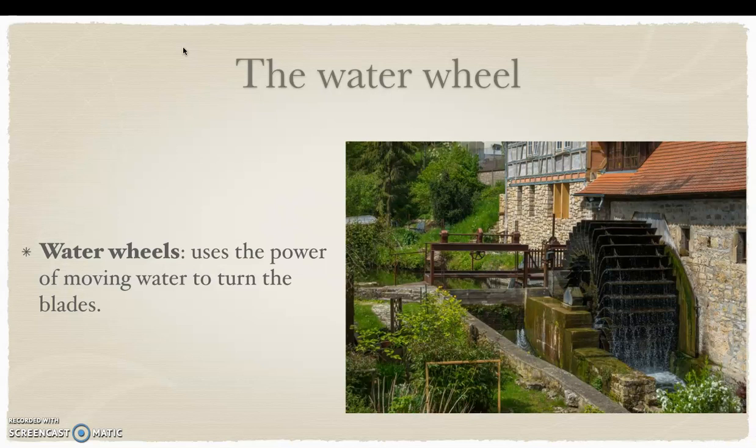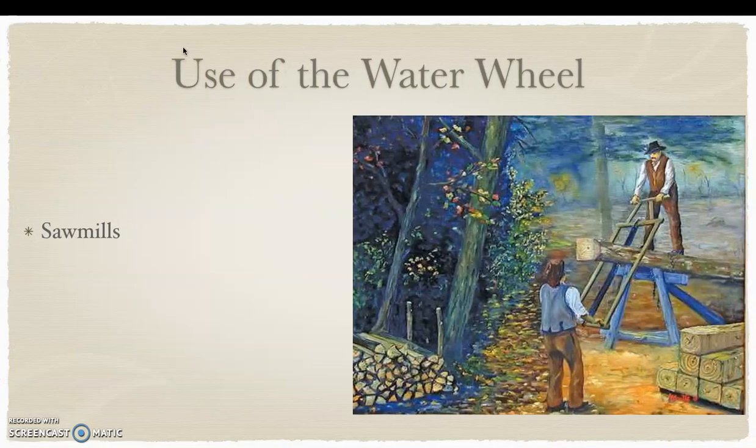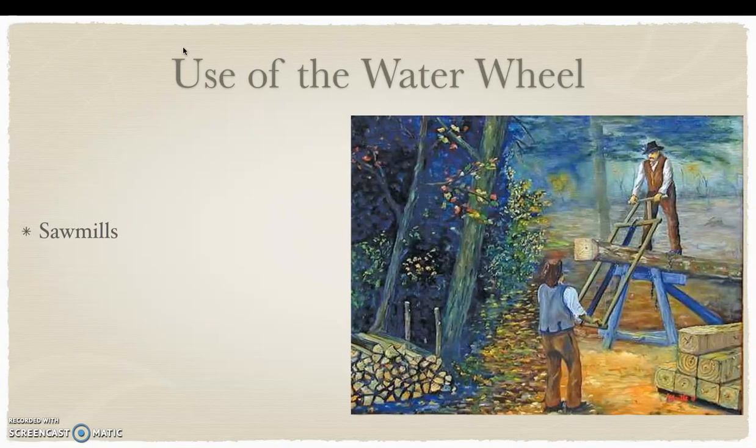Most of the time, you're going to see water wheels nearby textile factories, also known as mills, because they use water wheels to do what? To produce energy. Now let's learn different engines that were created using a water wheel. First off, a sawmill. Now, how was a sawmill created using a water wheel?